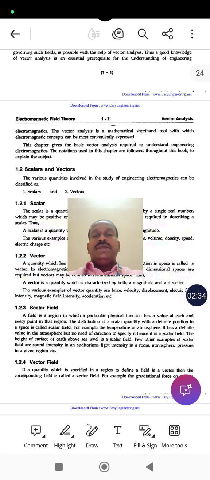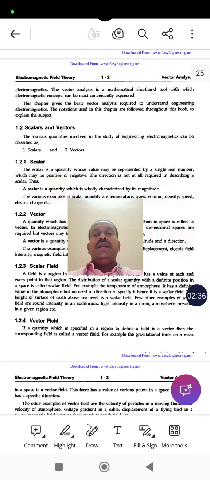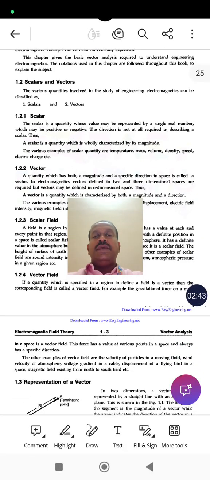So next is scalar and vector. The various quantities involved in the study of engineering electromagnetics can be classified as scalar and vector. A scalar is a quantity whose value may be represented by a single real number, which may be positive or negative. The direction is not required in describing a scalar. A scalar is a quantity represented by its magnitude. Examples of scalar quantities are temperature, mass, volume, density, speed, electric charge, etc.